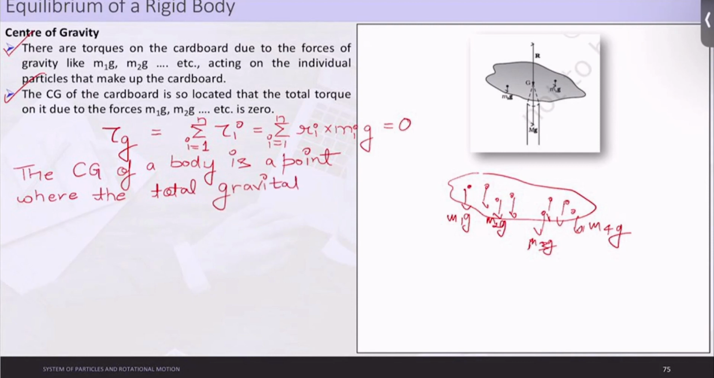Total gravitational torque on the body is zero. So what is the meaning of total gravitational torque? Total means the sum of the torques of all the particles in the system, and gravitational torque means the torque which is generated due to the external force, which is gravitational force. Okay. So I hope you understood this example.